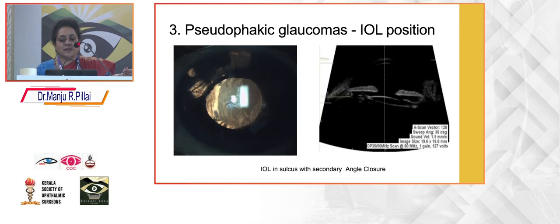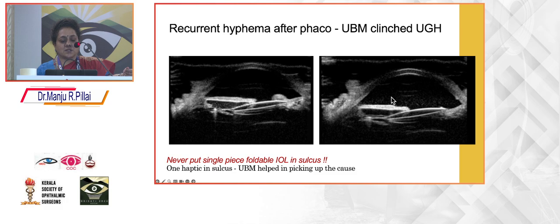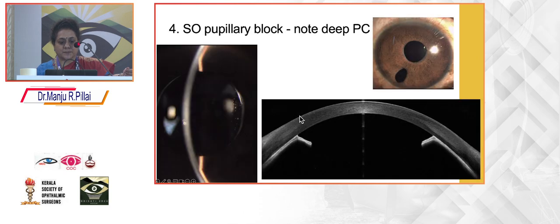In pseudophakic glaucomas, IOL position can cause an angle closure, that is IOL in the sulcus with a secondary angle closure. The case scenario was recurrent hyphema after phaco. UBM clinched the diagnosis that the patient had recurrent hyphema because the single piece lens was placed in the sulcus. You should never put a single piece foldable IOL in the sulcus. So one haptic in the sulcus and UBM helped in picking up the cause.